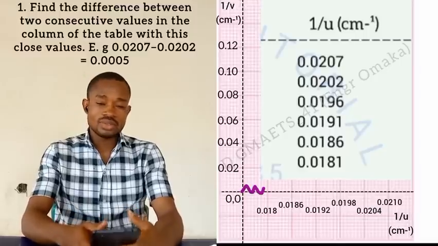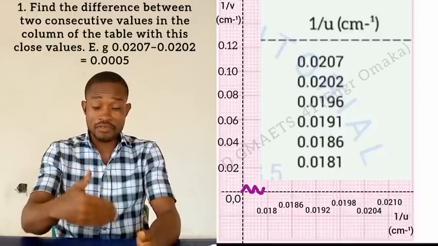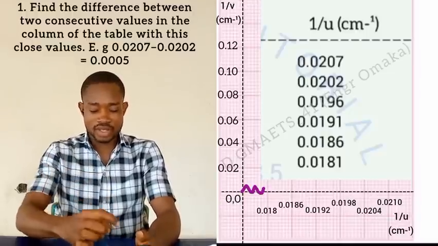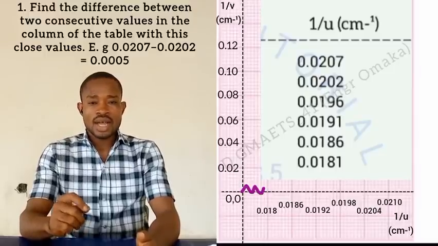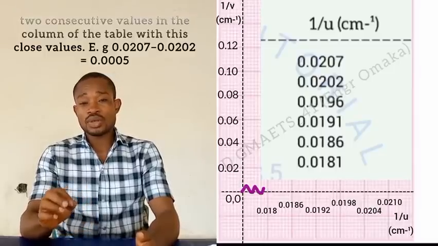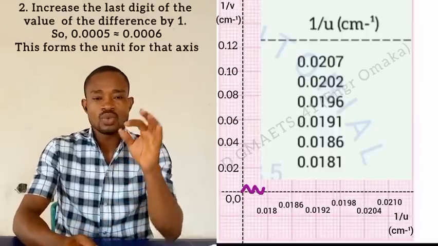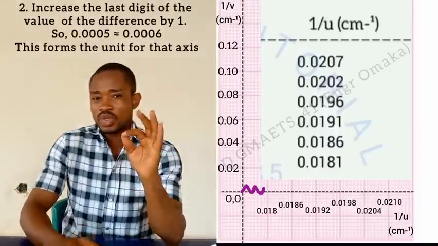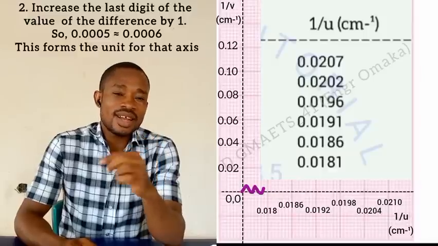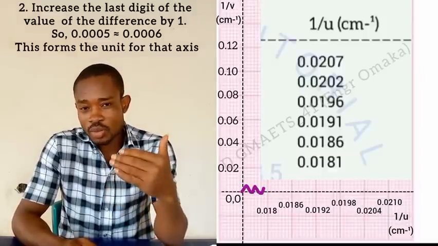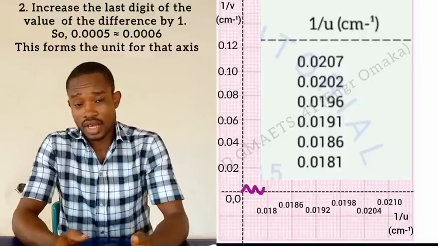So what do we do? That's 0.0005, which is the difference I observed in that 1 over u column. I decided to approximate it to 0.0006. I always advise, once you find that closest difference between any two values, are you getting me right? Increase the last digit by 1. It's for you to be safe when you are plotting your graph. Just to be on the safe side.